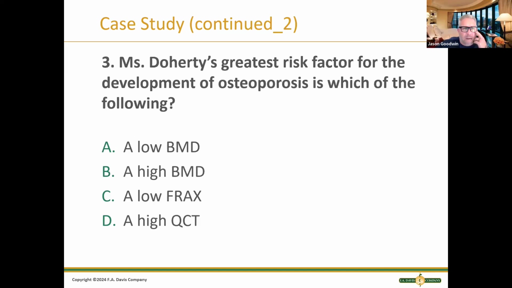Her greatest risk factor for developing osteoporosis is which of the following? A low BMD, a high BMD, low FRAX, or a high QCT. Okay, so low bone mineral density test is a good predictor of fracture risks. A low FRAX indicates low fracture risk, and a high QCT indicates strong bone. So I think we're going to say that should be a low BMD.